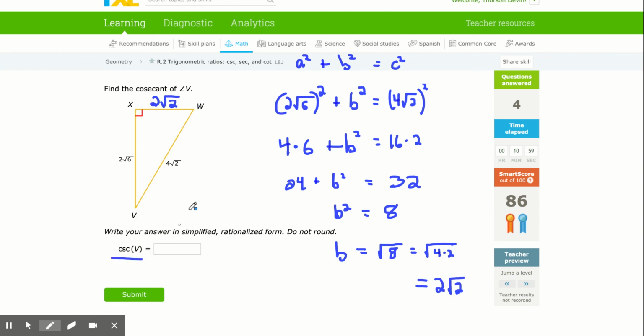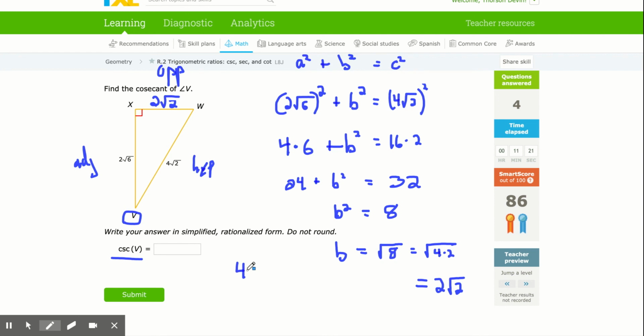Now I'm ready to do the cosecant. Cosecant of v. So I first find v. That means this side up here is my opposite. This side here is my adjacent. And my hypotenuse is this side. And the cosecant is the reciprocal of the sine. So instead of opposite over hypotenuse, it's hypotenuse over opposite.